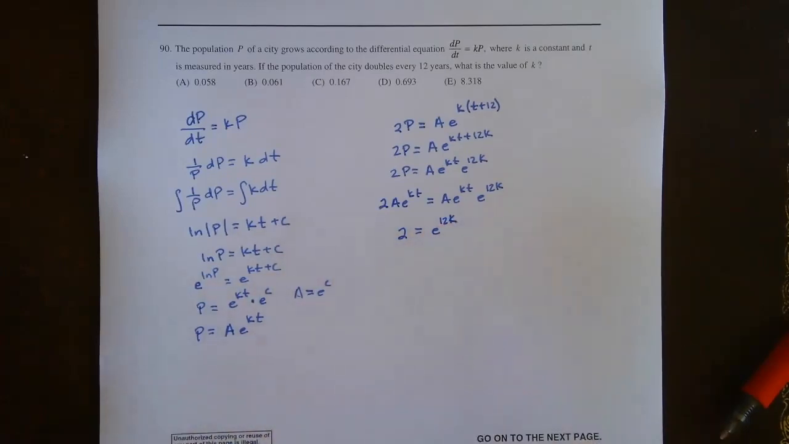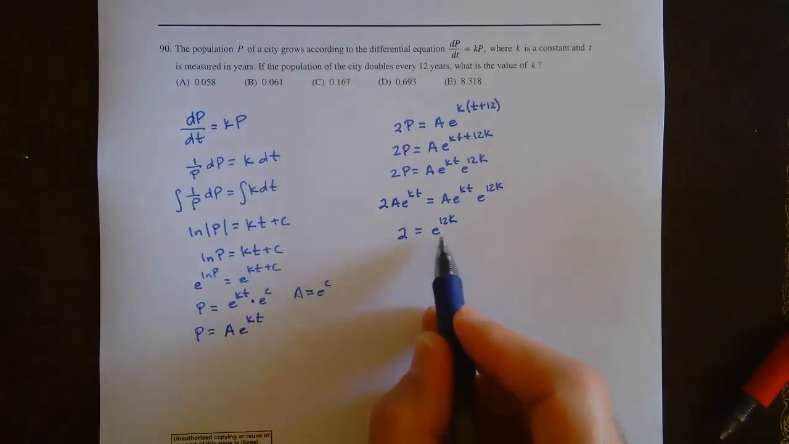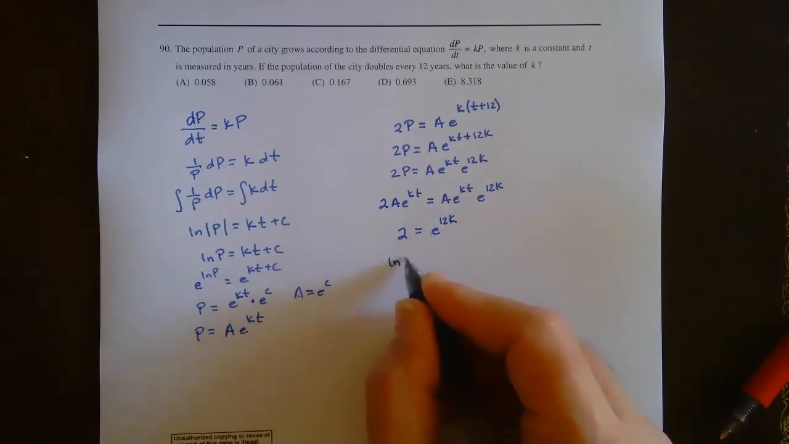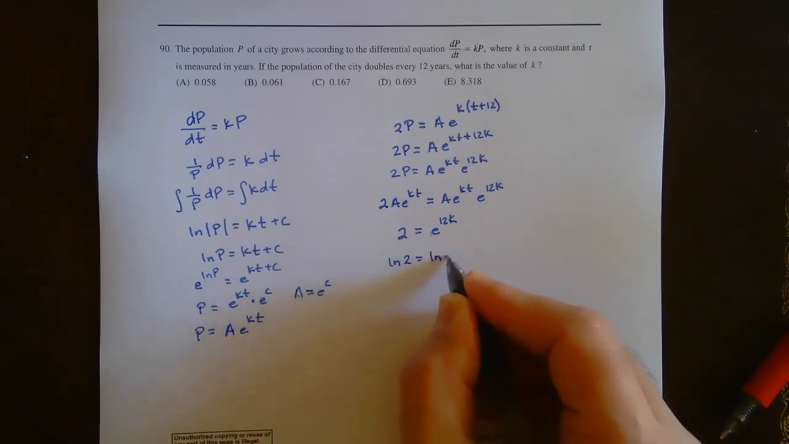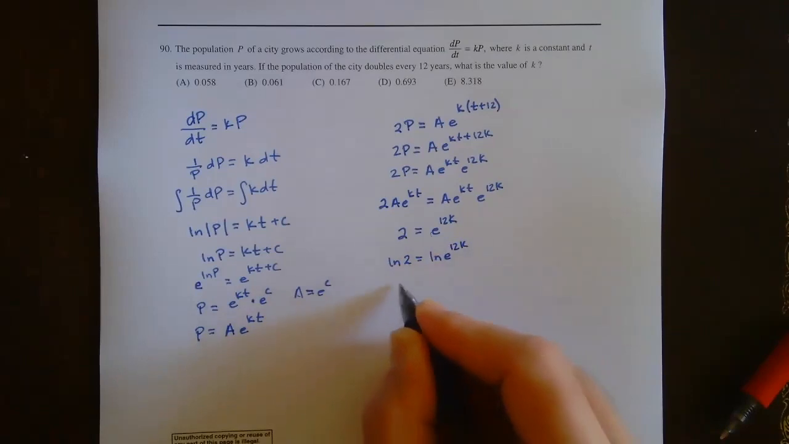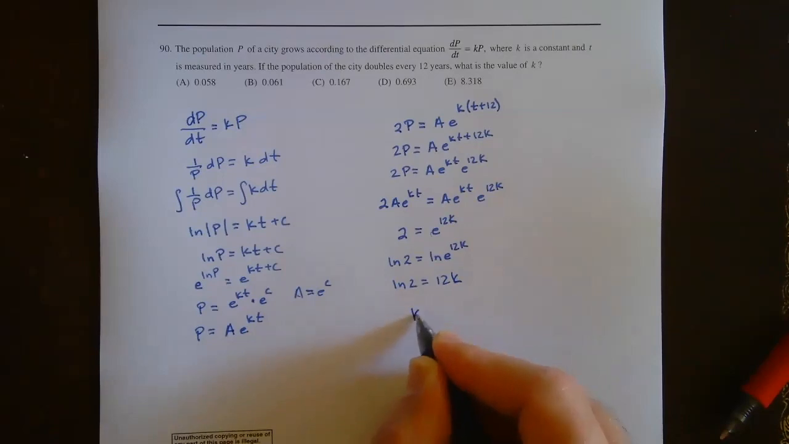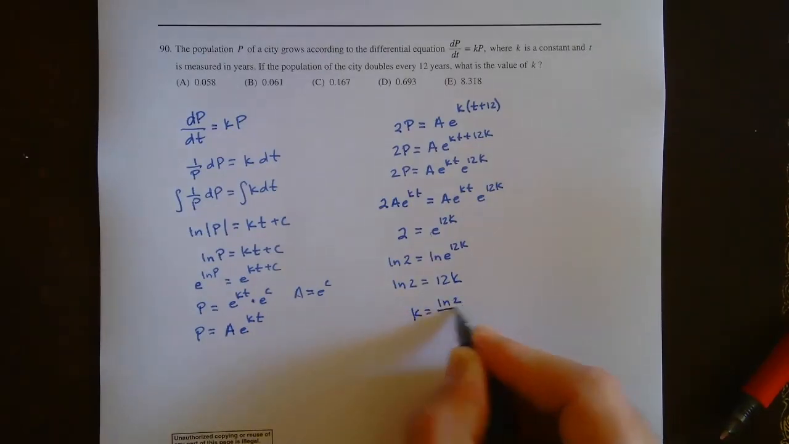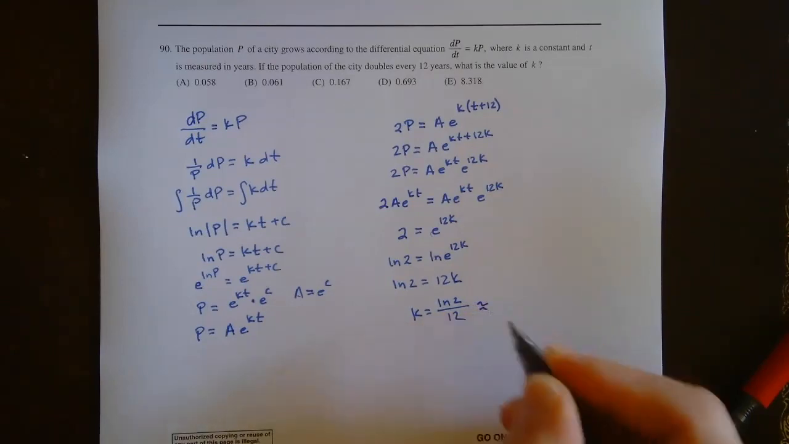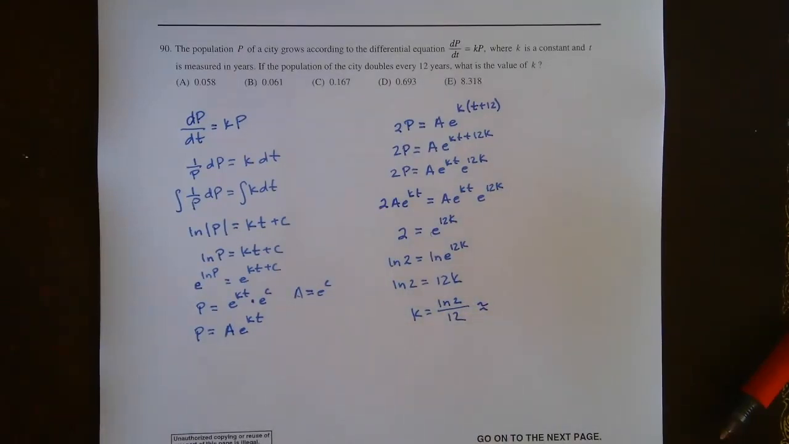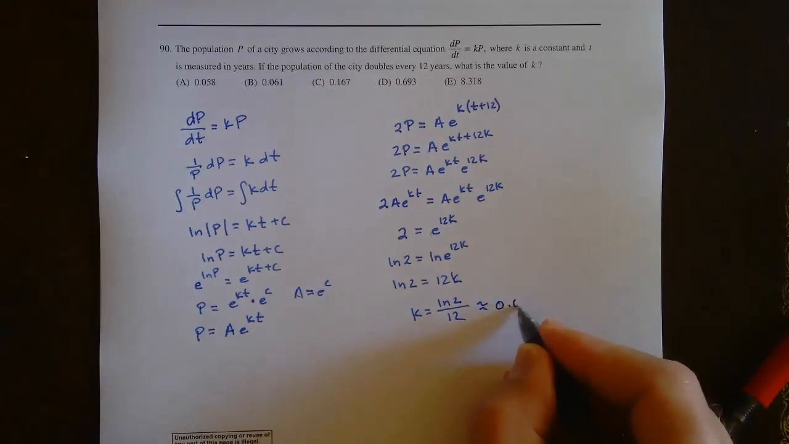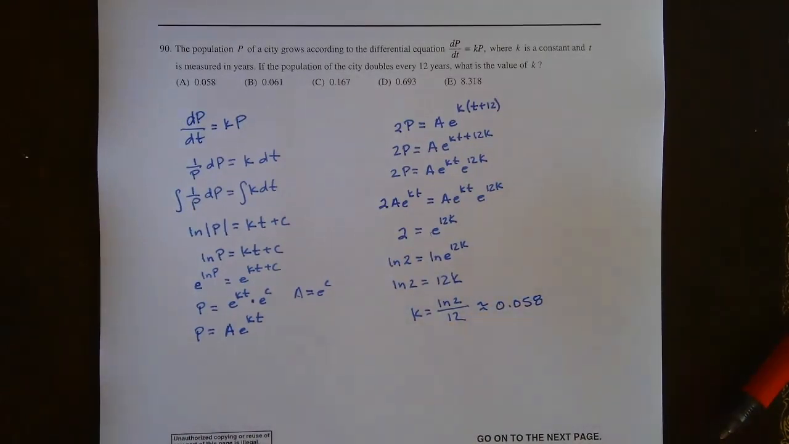Now, why is that helpful? Because now I can solve for k, right? So to undo this e, I'm going to take the natural log of both sides. So the natural log of 2 is equal to the natural log of e to the 12k, which means the natural log of 2 is equal to 12k, which means k must equal the natural log of 2 over 12, which is about, if we put it in our calculator, 0.058. That's rounding to 3 decimal places, okay? So the correct answer for number 90 is A, okay?